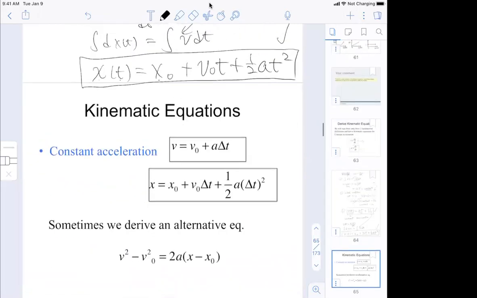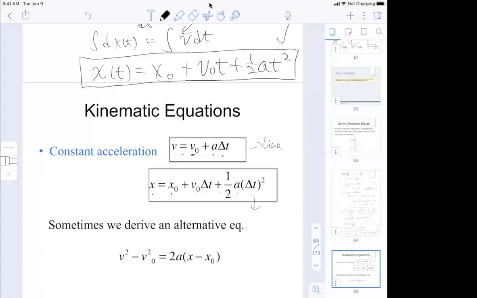So these two are pretty much all you need to know for one-dimensional kinematics for a constant acceleration. Velocity at any given time is your initial velocity plus the increase. How much you have increased is your acceleration times time. Your position is your initial position plus your initial velocity times time plus 1/2 acceleration times time squared. So you can see this is a parabolic function, and this is a linear function, a line.